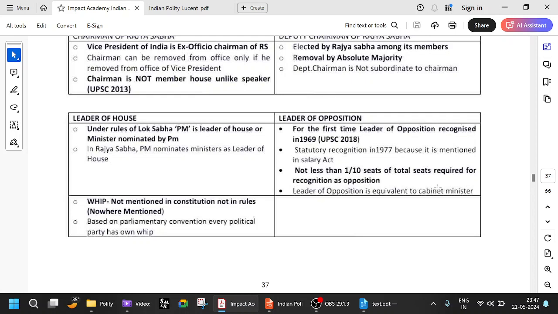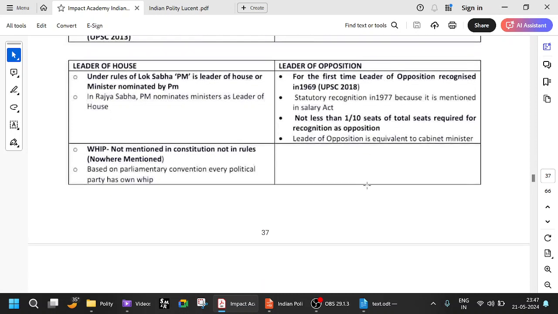The leader of the opposition is equivalent to a cabinet minister. So he gets the pay, a rent-free bungalow, and also in many selections, especially for several important positions, the leader of opposition is part of the selection committee. That is why the party in the opposition aims to get at least the leader of opposition.